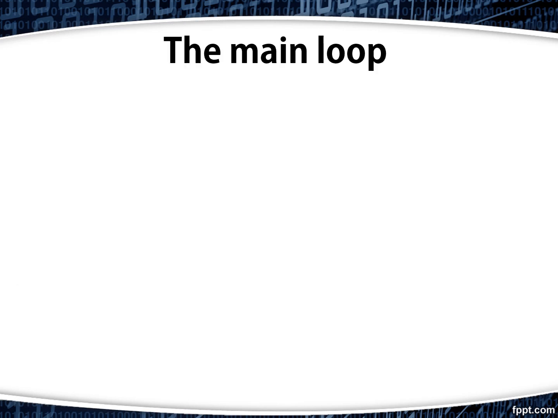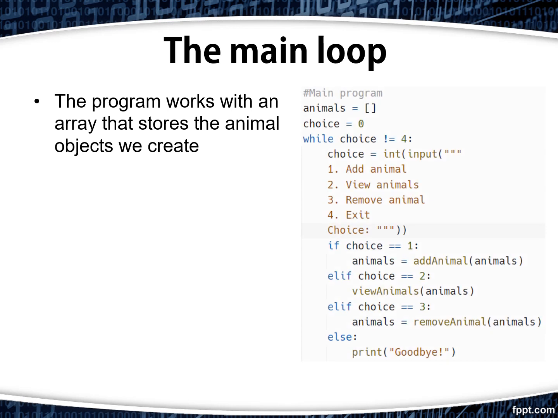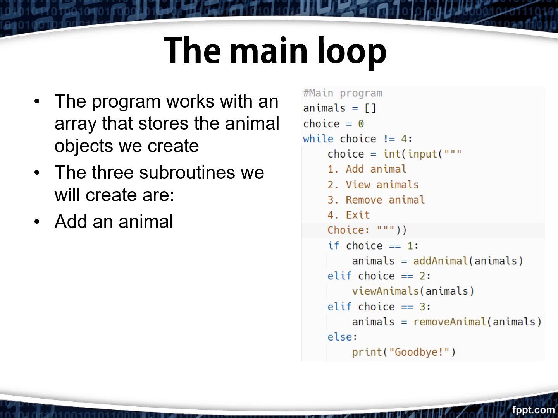The main program works with an array that stores the animal objects that we create. It then has a menu structure from which we call the three subroutines that we're going to create. These are add an animal, view all animals, and remove an animal.